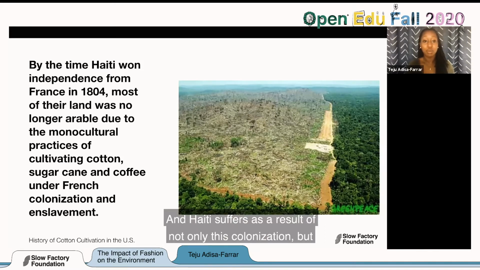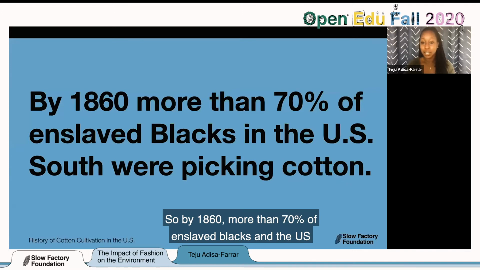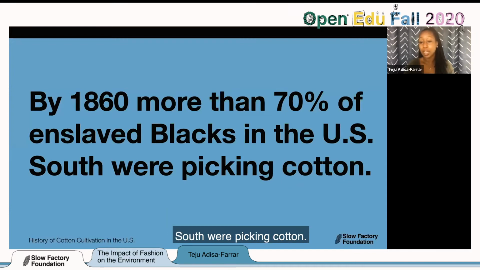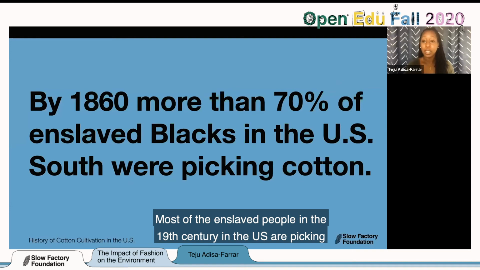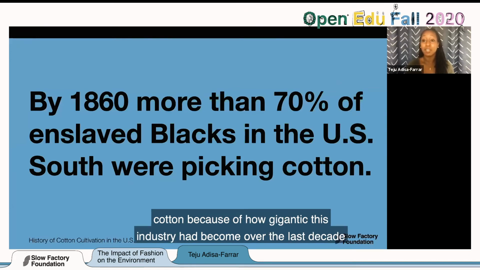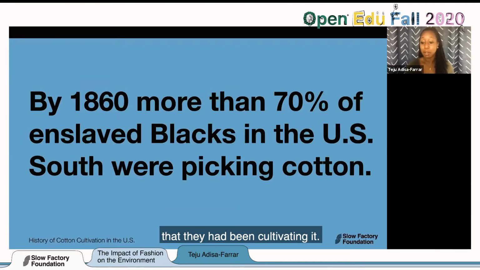And Haiti suffers as a result of not only this colonization, but also becoming independent in a world that still had slavery happening. So Haiti abolished slavery upon becoming independent, and as a result was completely cut out from the trade industry in the Americas. So by 1860, more than 70% of enslaved Blacks in the US South were picking cotton. So this is a massive industry. Most of the enslaved people in the 19th century in the US were picking cotton because of how gigantic this industry had become over the last decades that they had been cultivating it.